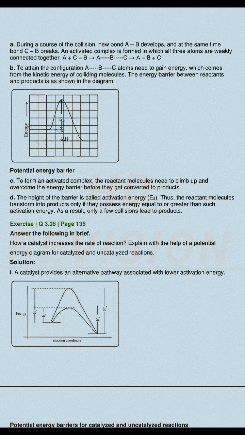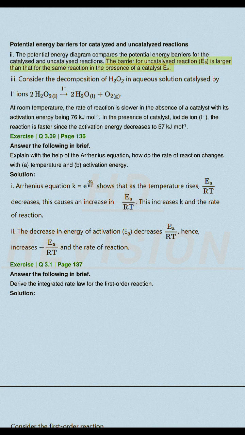The potential energy diagram compares the potential energy barriers for the catalyzed and uncatalyzed reactions. The barrier for the uncatalyzed reaction, Ea, is larger than that for the same reaction in the presence of a catalyst, Ea'. At room temperature, the rate of reaction is slower in the absence of a catalyst, with its activation energy being 76 kJ mol-1. In the presence of the catalyst, iodide ion, the reaction is faster since the activation energy decreases to 57 kJ mol-1.